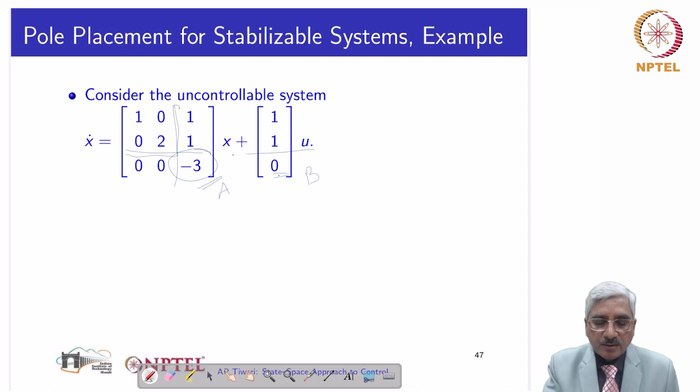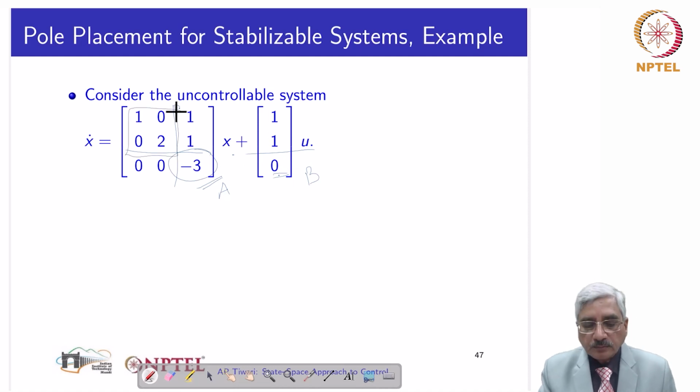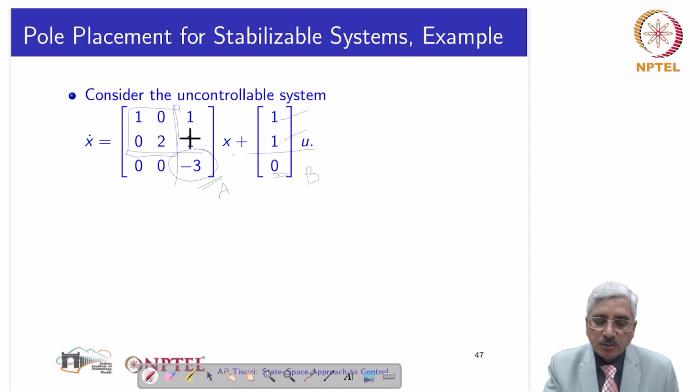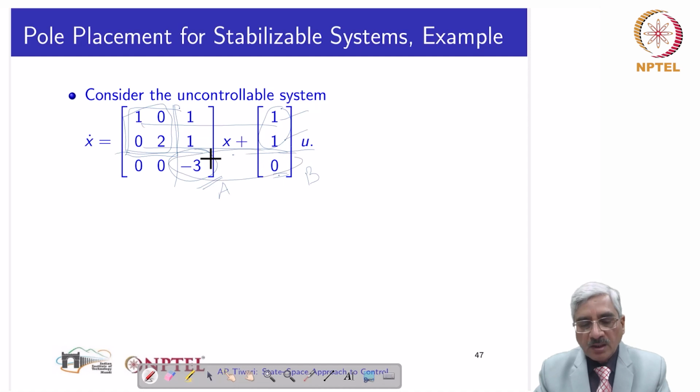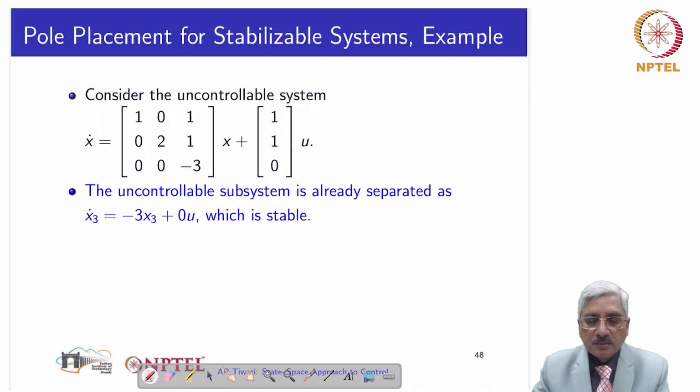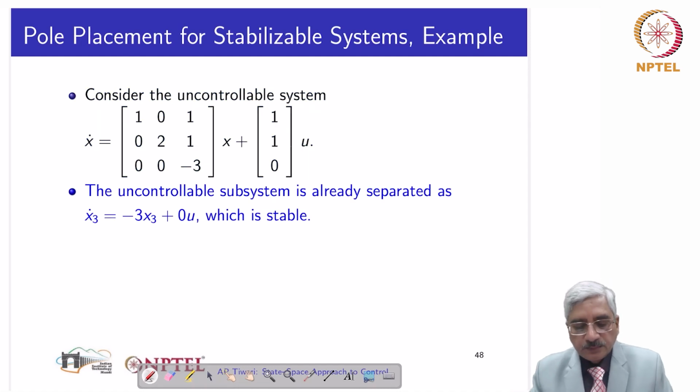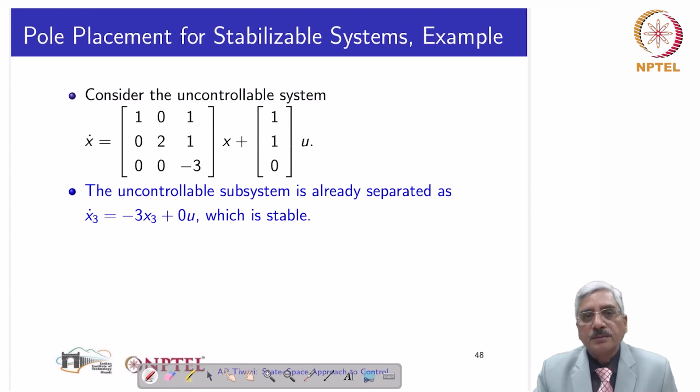This is the controllable part, which is in diagonal form, and the entries in B corresponding to both the rows, this row and this row, are non-zero. So this system is uncontrollable because of that, and this part is the controllable part and this part is the uncontrollable part. Now we have to design the control for this system.